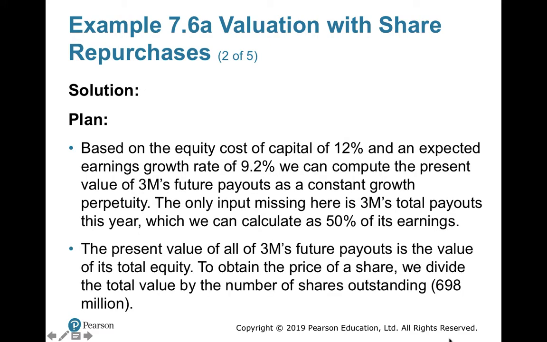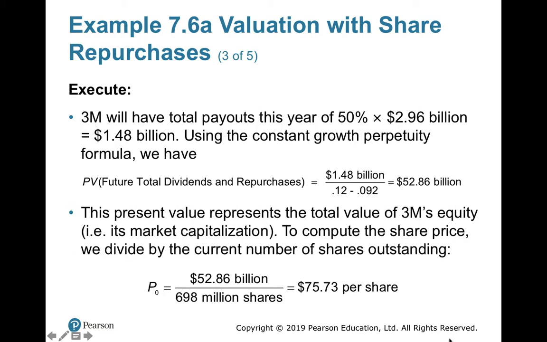This is being explained here the same way. 12% is the cost, 9.2% is the growth. So it is a normal growth. Why normal growth? Because growth is less than cost. If that is the case, payment is necessary. So D1 divided by R minus G, or cash flow divided by R minus G, which we have done in the previous Titan case.